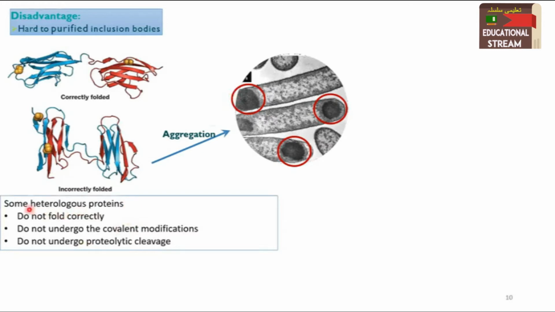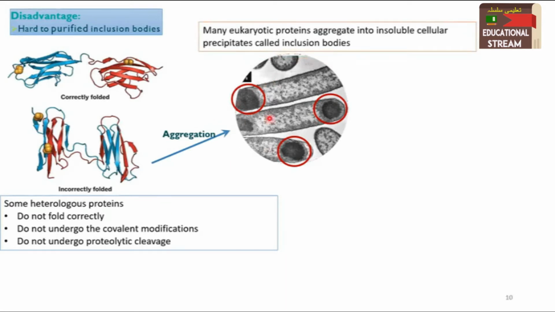This happens because some of the heterologous proteins do not fold correctly, and these proteins also do not undergo covalent modification, or some of the proteins do not undergo proteolytic cleavage. Because of this and many other reasons, some eukaryotic proteins are inactive when they are purified from bacteria, or it is not possible to express them at all. Here are shown the protein aggregates, which are insoluble cellular precipitates, and we call them inclusion bodies.